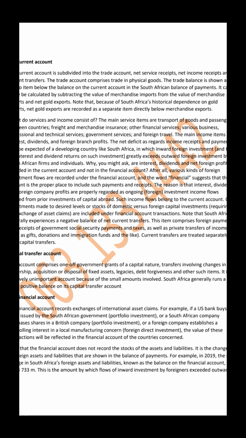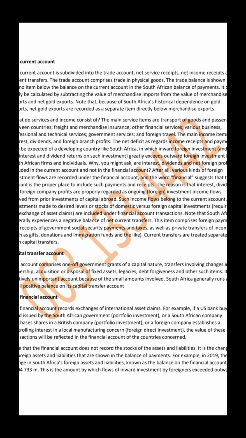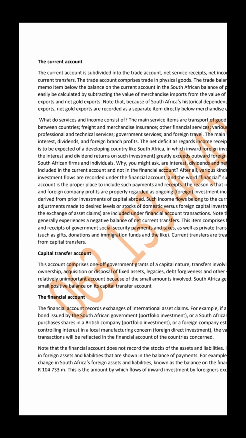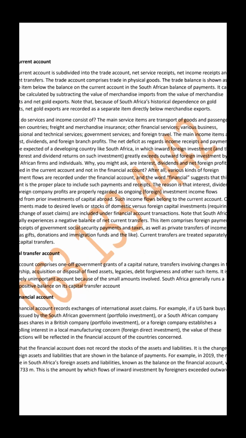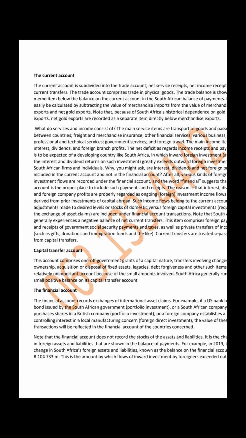All right, then note again that because of South Africa's historical dependence on gold exports, net gold exports are recorded as a separate item directly below the merchandise exports. We know that historically we've actually gone quite big on gold. Joburg is actually a city of gold. It's a city that's been built on gold. Because of how important gold is, you'll find it displayed separately.